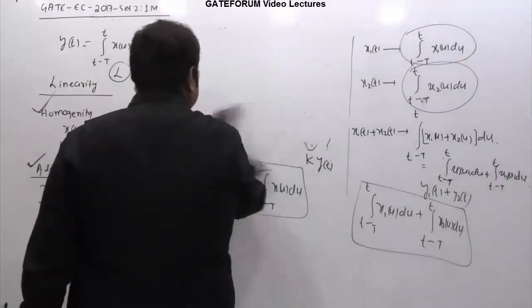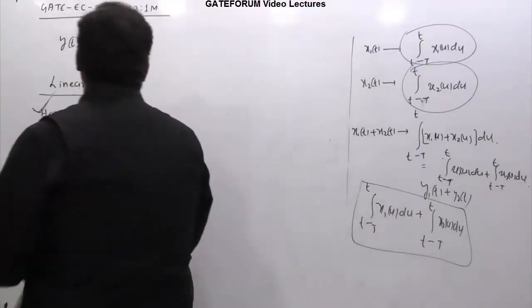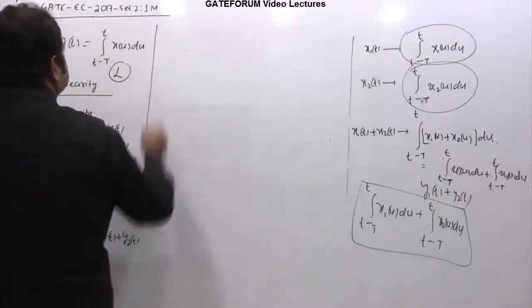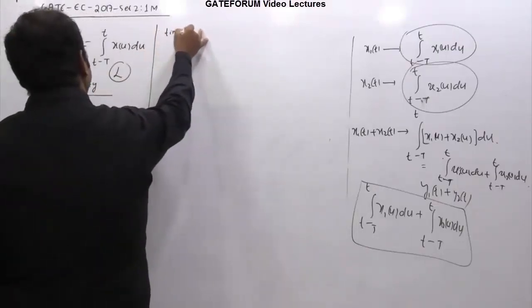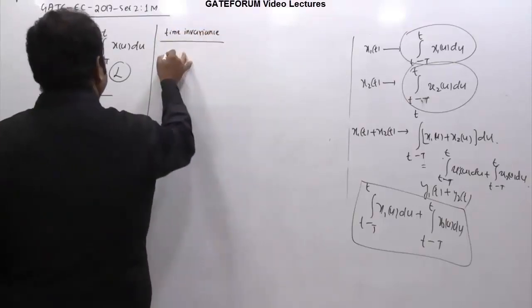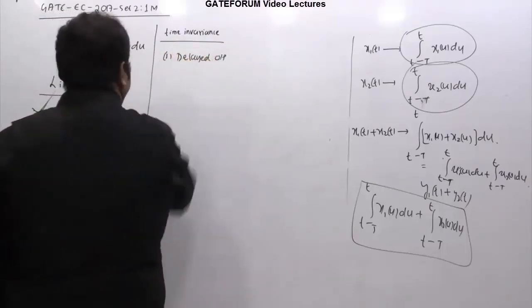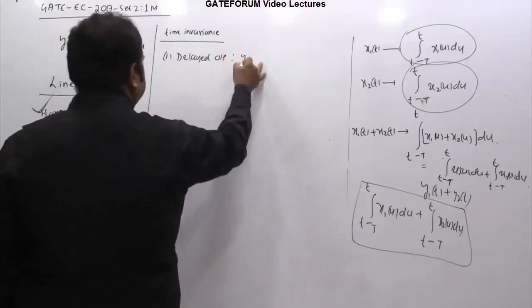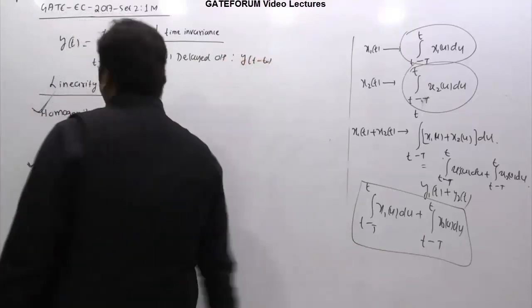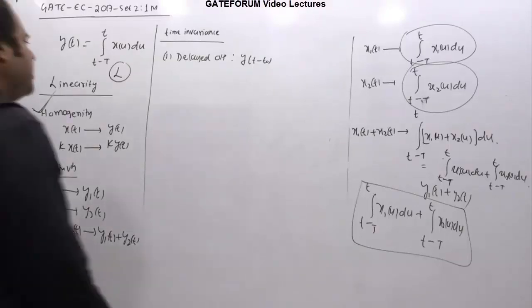Now coming to time invariance. How to check time invariance? In the case of time invariance, again it's a two-step process. The first step is to check the delayed output. First I will find the delayed output, and your delayed output is nothing but y(t minus t0). This delayed output should be the same as the output due to the delayed input. We will find the output due to the delayed input later. First find the delayed output. The delayed output is nothing but y(t minus t0).